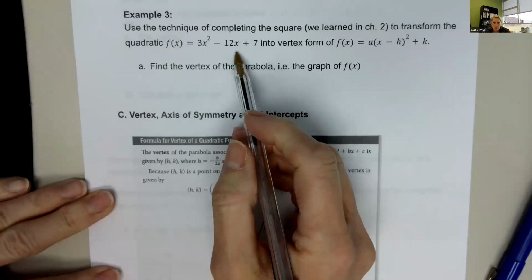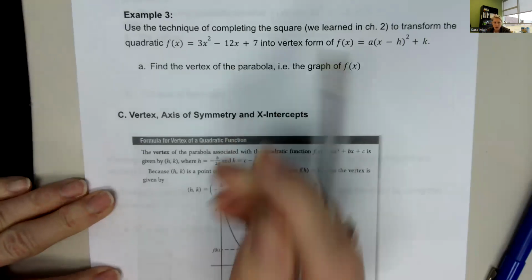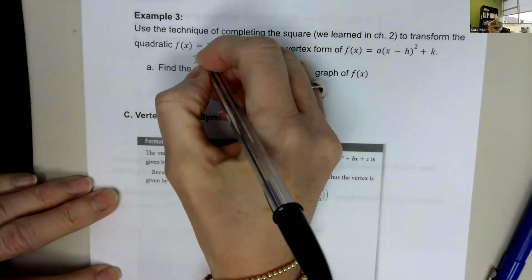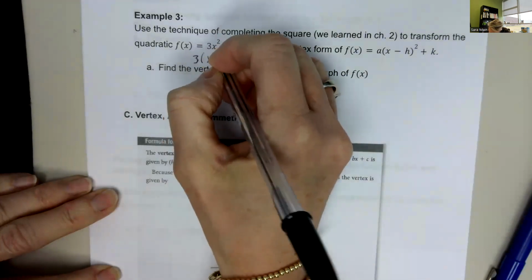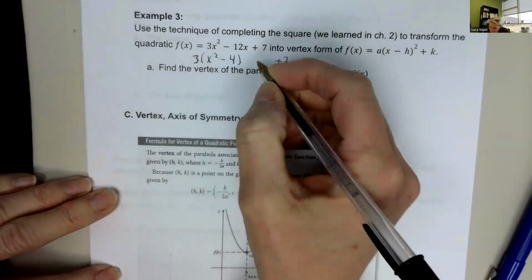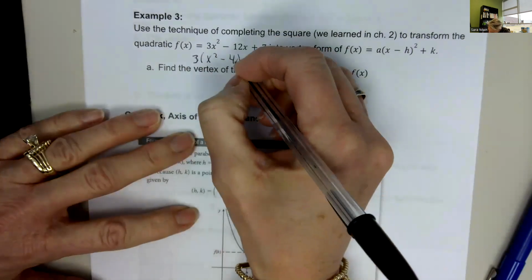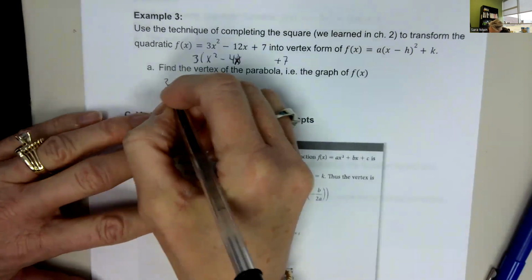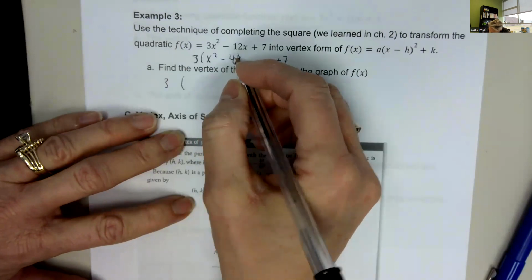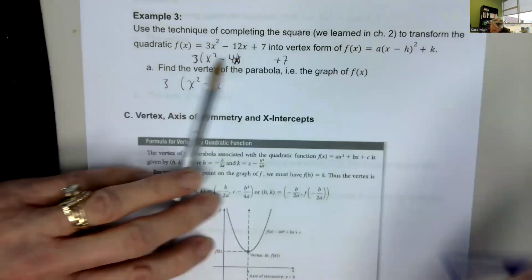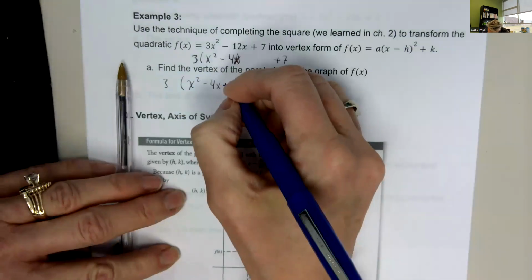So we are going to use completing the square here to do that. I'm going to factor out a 3 from this, so 3x squared minus 4x, and then we've got our plus 7 out here. And so I've got 3, and then I'm going to take half of 4 and square it. So it's going to be x squared minus 4x, and then I'm adding 4.